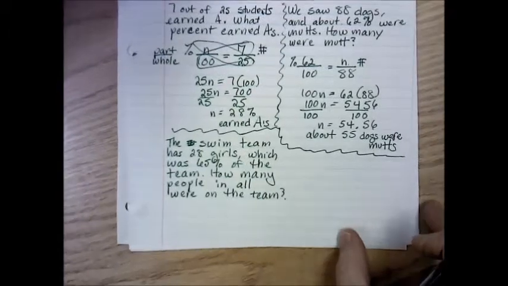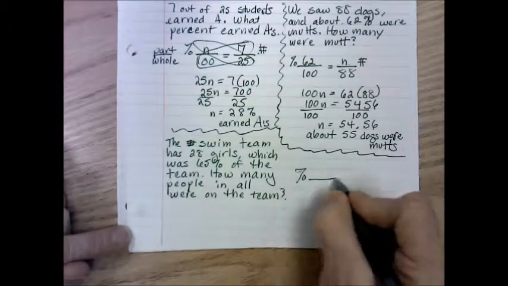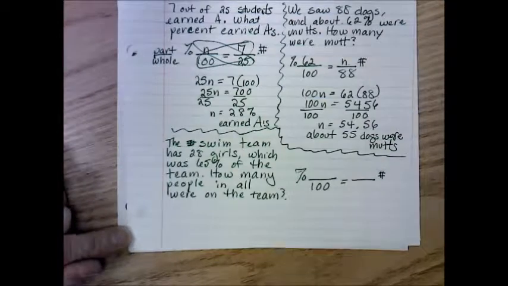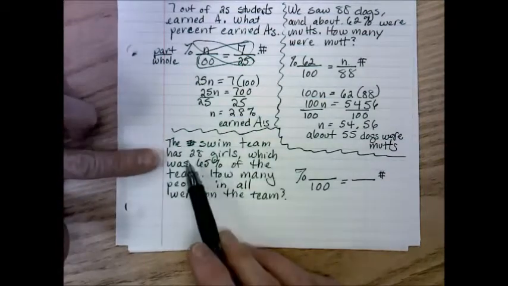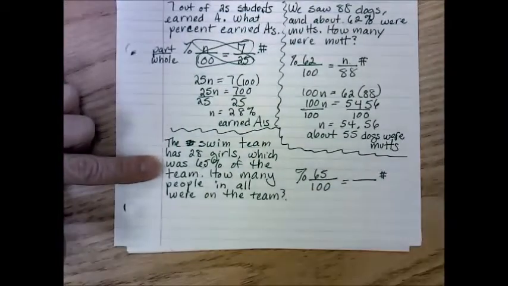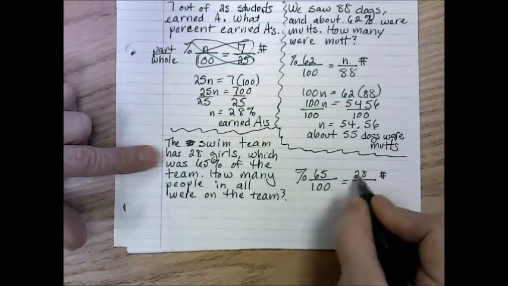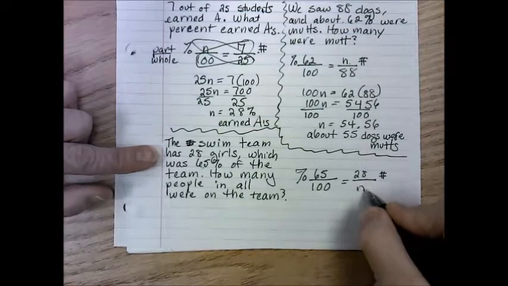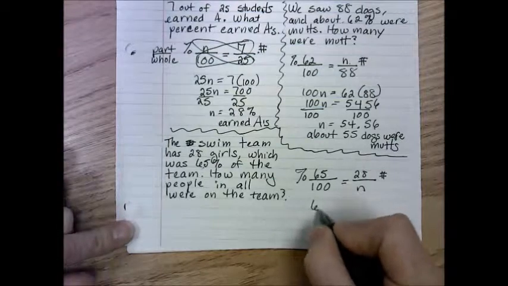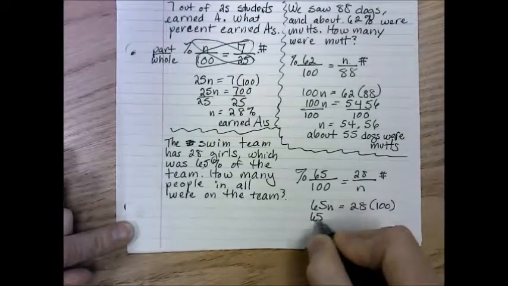Let's set up our ratios in proportion form. We're going to have our percent with the 100 in the denominator, and we'll put our number ratio over on the right. It says the swim team has 28 girls, which was 65% of the team. So we know our 65% goes there. 28 is only part of the team, it's also the 65%, so we know that's in the numerator. And our total number is our missing value here. So if we set up our cross products, we would have 65n equals 28 times 100.